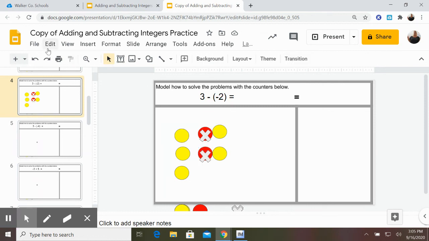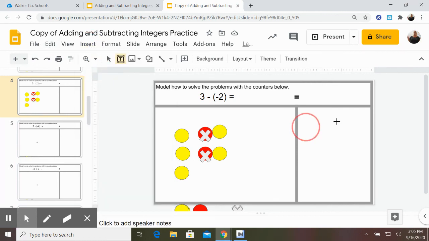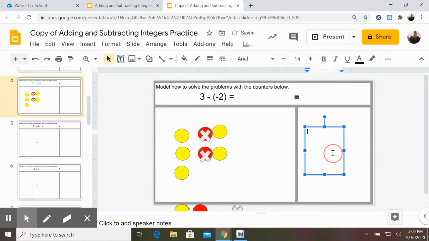So I would go to my text box and I would put positive 5. And again, that'll be there for y'all tomorrow. It'll already be there, so you won't have to add that text box.